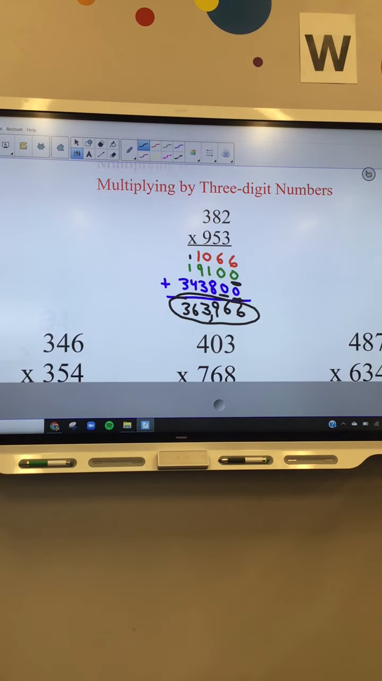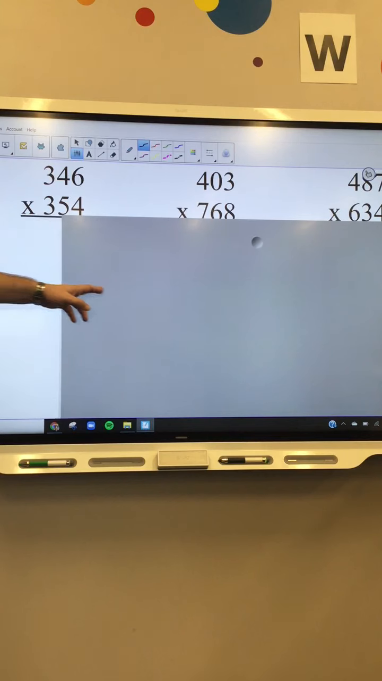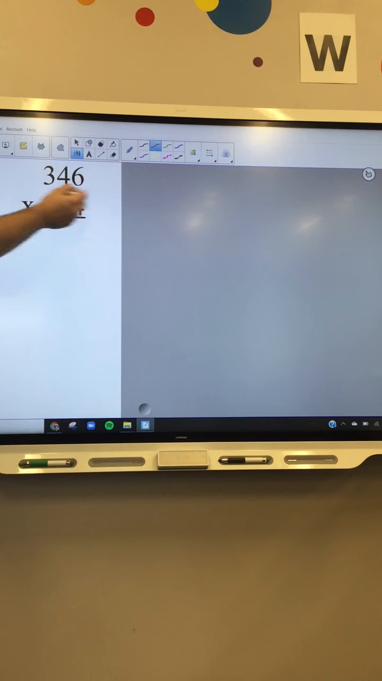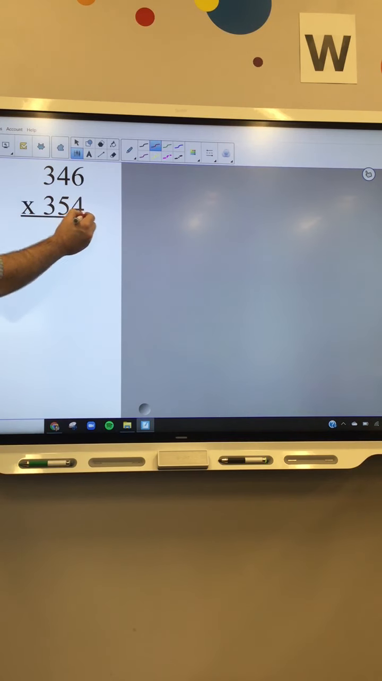So let's try one together on a piece of paper. Here, we'll even hide that. Okay, go ahead and write 346 times 354. Are you in pain just writing this down? Oh, there are 2 numbers and they both have 3 digits. All right. So again, you're going to pretend the 35 is not even there. We are focusing just on this 4.